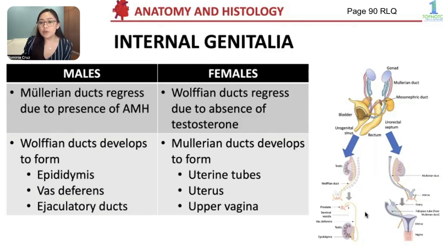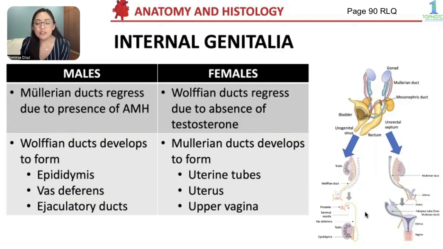And maintain mo yung Mullerian duct kasi wala kang AMH or MIS. Your Wolffian ducts in males would then develop to form your epididymis, your vas deferens, and your ejaculatory ducts. And in males, you can have a remnant of your Mullerian ducts in adults, which is the vestigial appendix of your testes. In females, on the other hand, your Mullerian ducts would develop to form your uterine tubes, your uterus, and the upper 1/3 of your vagina.